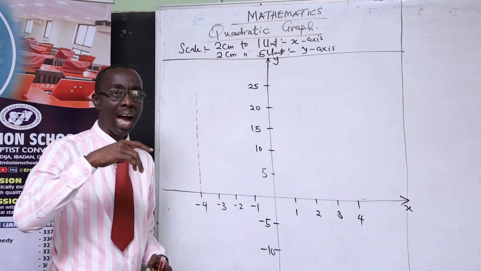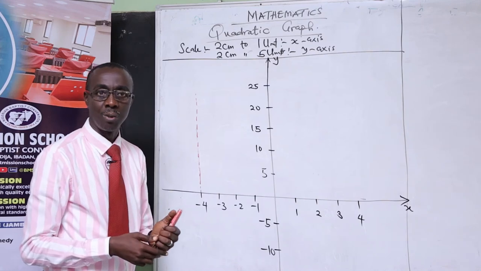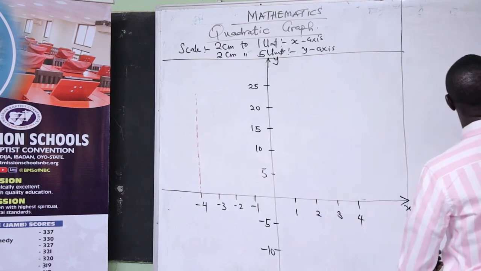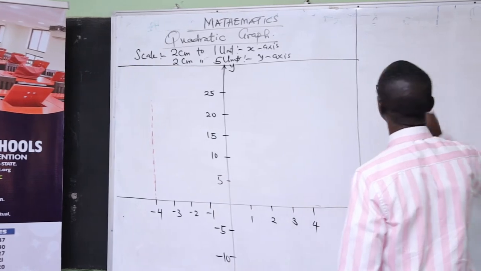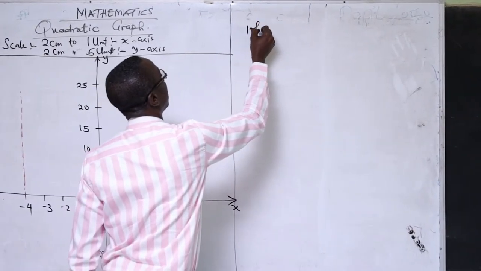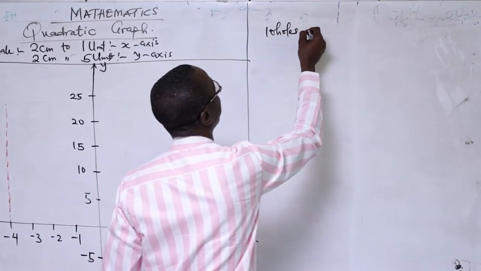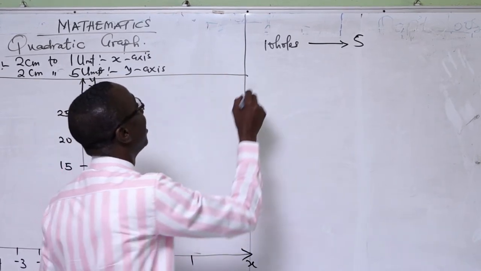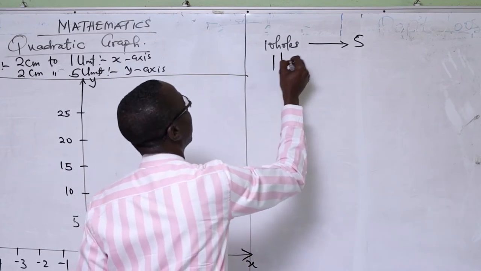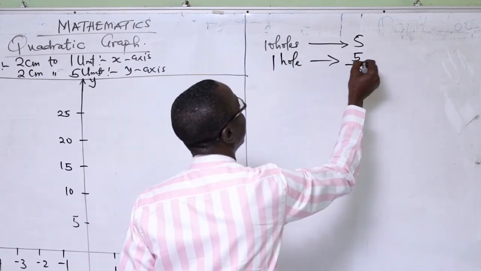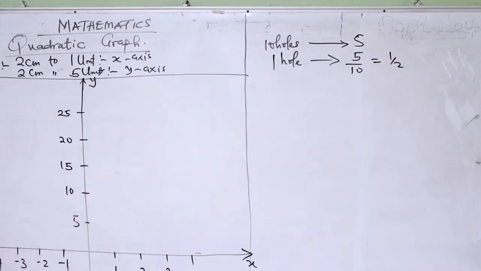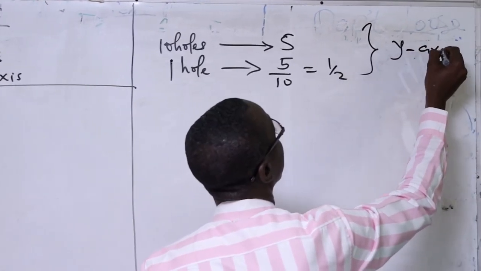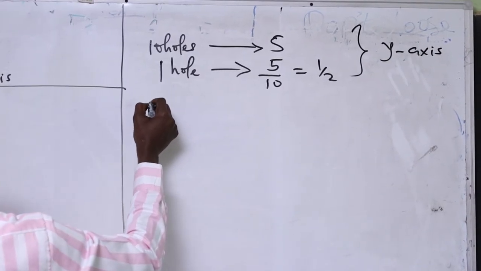Okay, maybe before I move into picking points on the graph, can we break the scale down, so that we will know what we have carefully? On the y-axis, 2 centimeters, how many units? 2 centimeters represents 5 units. Right? If 2 centimeters is 5 units, then 1 centimeter here will be 5 over 2, which is 2.5. Right? Yes, that's for the y-axis. Please, this is important. This is the y-axis. And for the x-axis, 2 centimeters is also 1 unit.